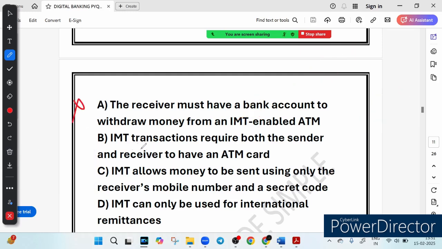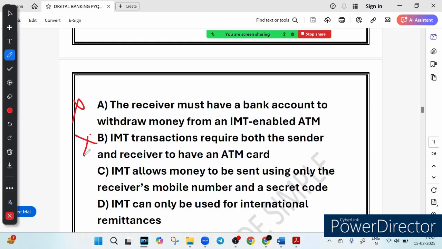Option B says IMT transactions require both the sender and receiver to have an ATM card. This is also incorrect, because IMT transactions do not require the receiver to have an ATM card. The sender can initiate the transaction using their ATM card, but the receiver only needs a mobile number and secret code. For example, a worker wants to send money to his family, but his parents don't have an ATM card. With IMT, he can transfer funds to their mobile number.